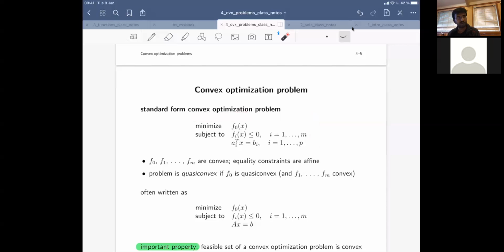Is this the problem of the objective function log b minus a transpose x? Which one? This one. The constraints. Because a transpose x is equal to b. Yeah, just wait. Hold a second. Yeah, I will come to that.